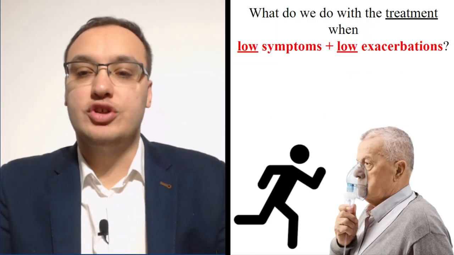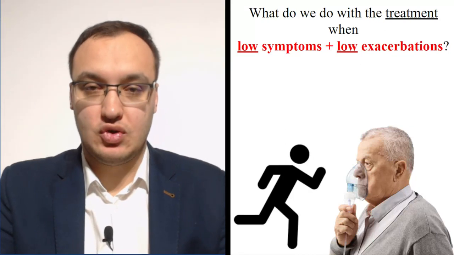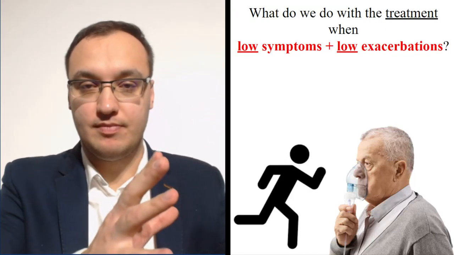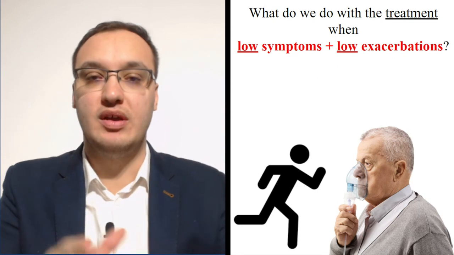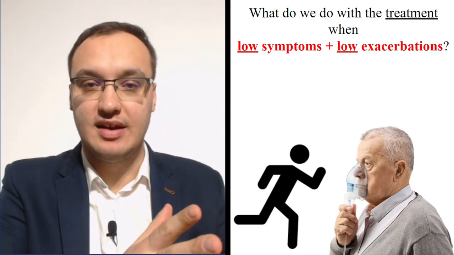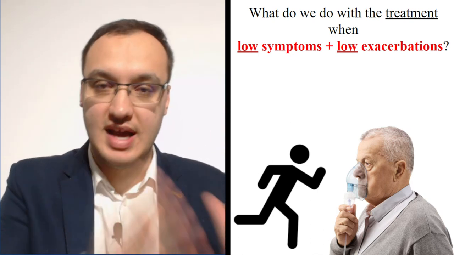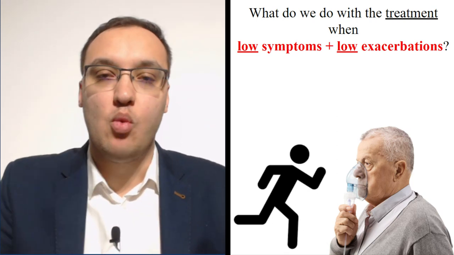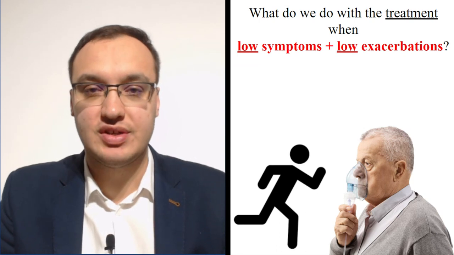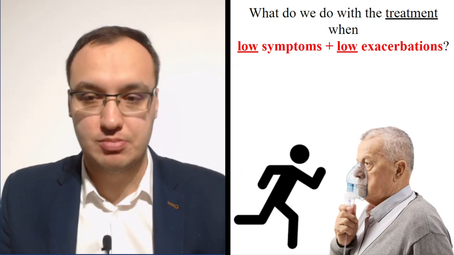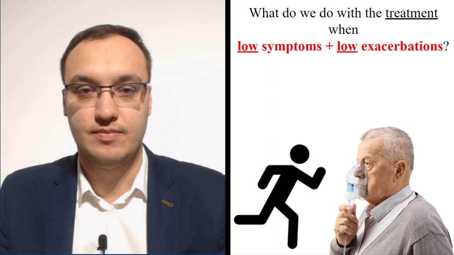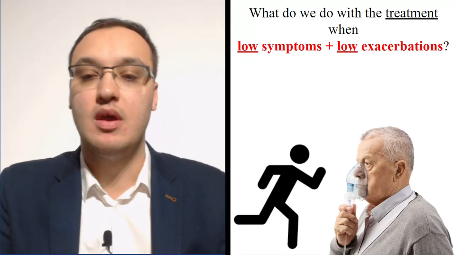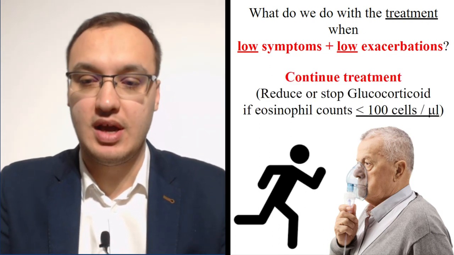So what do we do now with the treatment? The patient got the treatment in the stable part, which we discussed in another video. He got the treatment. Now he comes to me in a follow-up visit. What do I do with the treatment if the patient says there are no symptoms, like low symptoms, and there's low exacerbation? That means he's group A. I continue the treatment, okay?